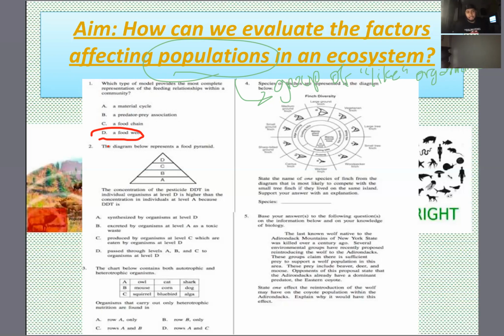Number 2, the diagram below represents a food pyramid. The concentration of the pesticide DDT. So a pesticide is any type of agent or substance or chemical that's used to kill pests such as rodents or cockroaches, things like that. In individual organisms at level D is higher than the concentration in individuals at level A because DDT is. So remember, things are passed from each level. Energy is passed that way. Chemicals are passed that way as well, right?